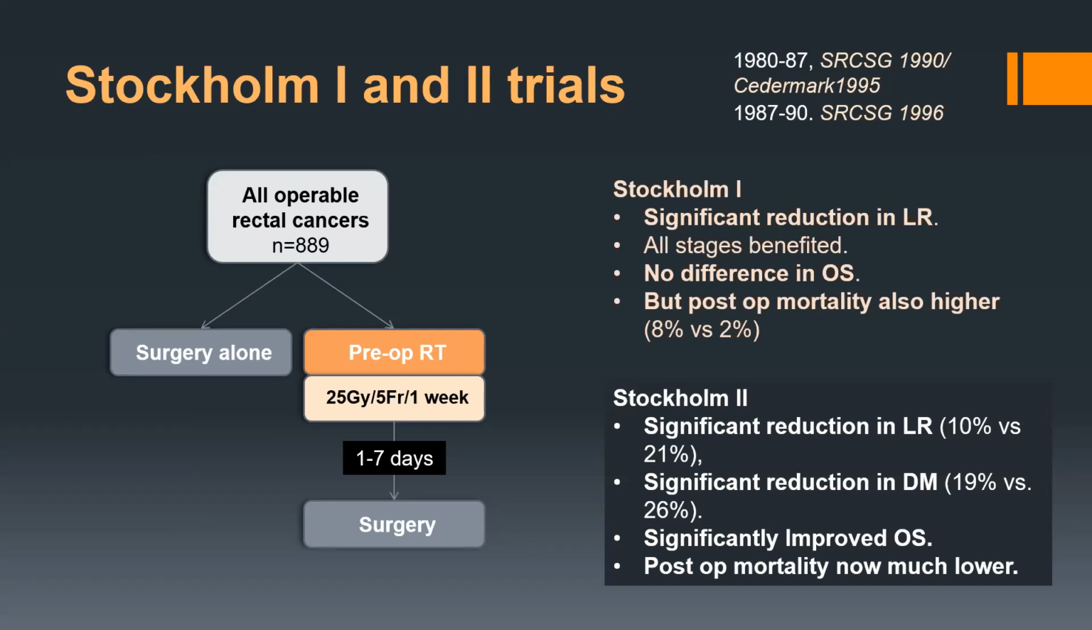The Stockholm 1 trial found a significant reduction in local recurrence, but no difference in overall survival. But the post-op mortality was also higher because they basically used large AP-PA portals to deliver this, and there were more post-operative complications. With better field arrangements, the Stockholm 2 study not only showed a significant reduction in local recurrence, there was a significant reduction even in distant metastases and an improved overall survival. And the post-op mortality was now much lower with better designed, slightly conformal fields with blocks, etc.